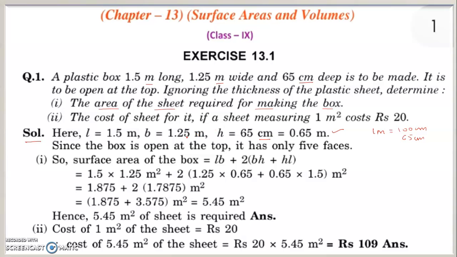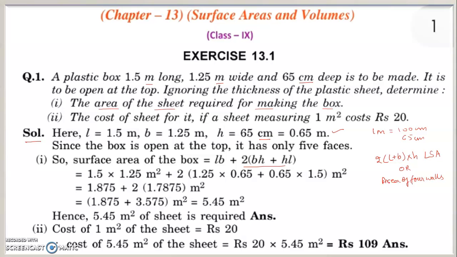Now another important thing, it is saying it has to be open at the top. So you have to remember the lateral surface area of the cuboid. Lateral surface area of the cuboid is perimeter multiplied by height, that is, twice (length plus breadth) into height. Or it is the area of 4 walls. Keep this in mind.